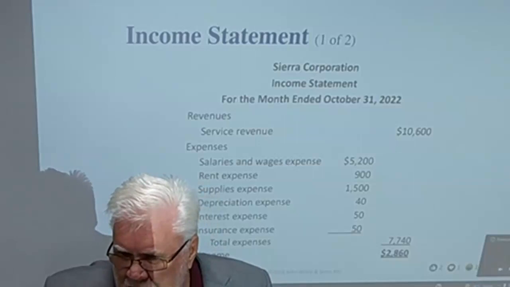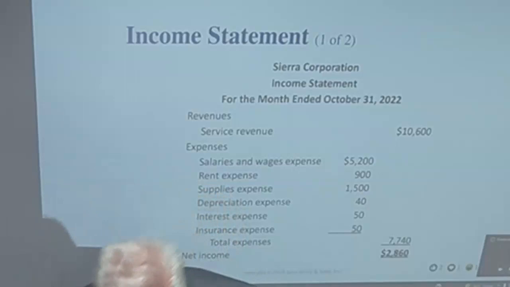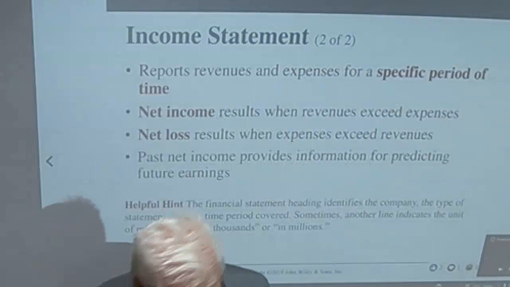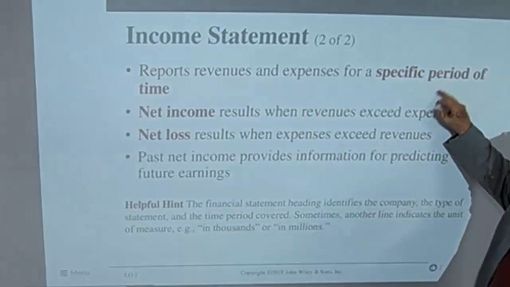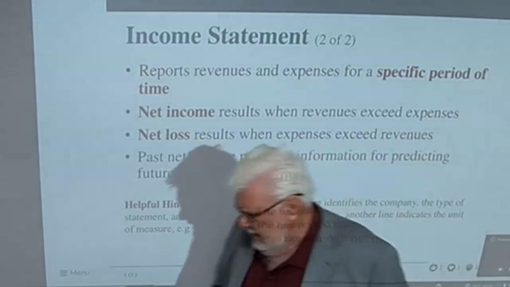So what did this corporation do? Did it keep it all? Did it give it all back to the shareholders? Or did they give a portion back and keep a portion? Well, that is the income statement. Now the definitions, of course. Income is revenue for a specific time period, like I just went through. Net income is when revenue exceeds expenses. Net loss is when expenses are greater than revenue.